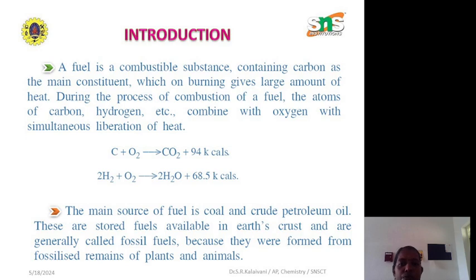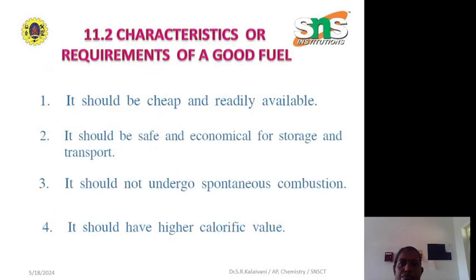The main sources of fuel are coal and crude oil, that means crude petroleum oil. These are stored in the earth's crust in the form of fossil fuels. Then next one, characteristics or requirements of a good fuel.